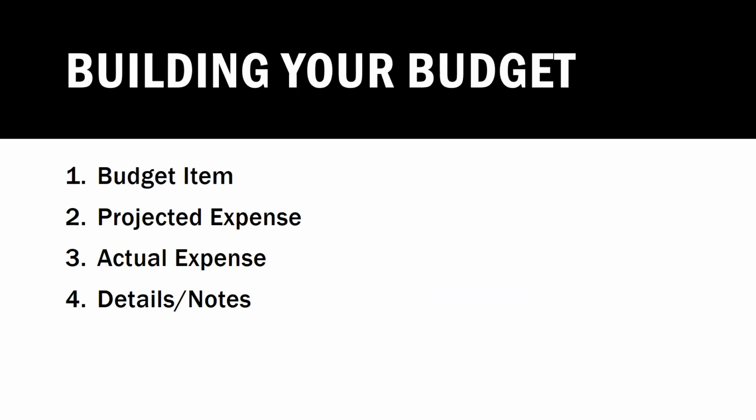Most club event budgets are going to follow a very traditional model. The budget should account for 4 main columns minimally. This includes the budget item, projected expense, actual expense, and details and notes. With this one, you'll want to include all relevant information to help justify budget decisions and document event history.